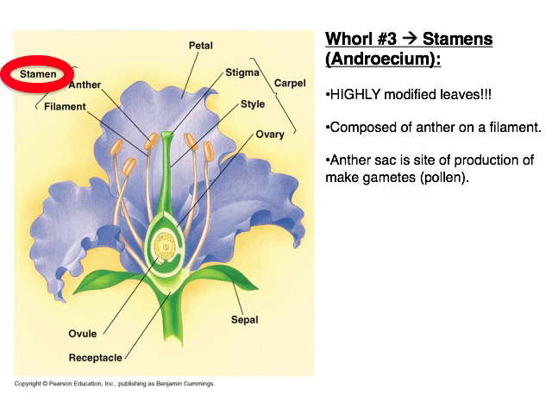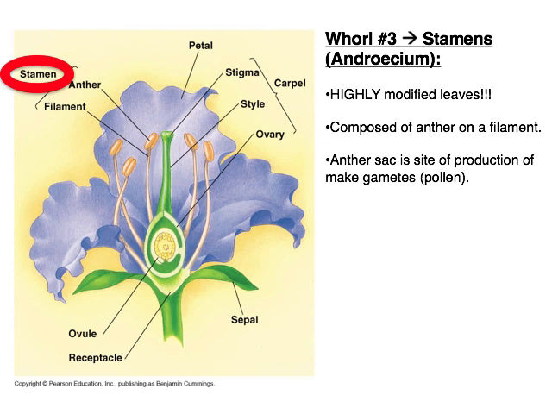Whorl number 3 is the stamens, and the fancy word for this unit is the androecium. Let's look at these root words. Andro means male, and ecium means house of. So it's essentially the house of male parts, and this is where the sperm cells will ultimately be produced.